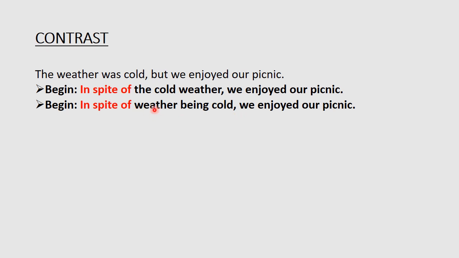Okay, in spite of, of course, there's supposed to be a word there, so it's supposed to be in spite of the weather being cold. Okay, so when you write it like this, there should always be being between the noun and the adjective. So in spite of the weather being cold, if it was the example of the dog that was bad, it could have been in spite of the dog being bad. Okay, so this is another way in which you can write it. In spite of the weather being cold, we enjoyed our picnic.